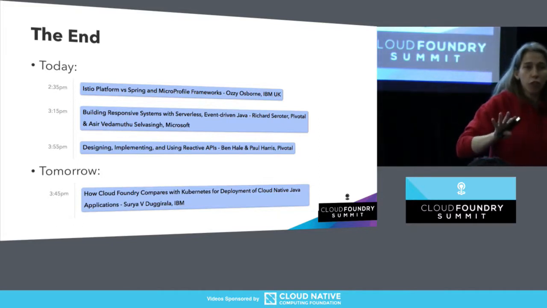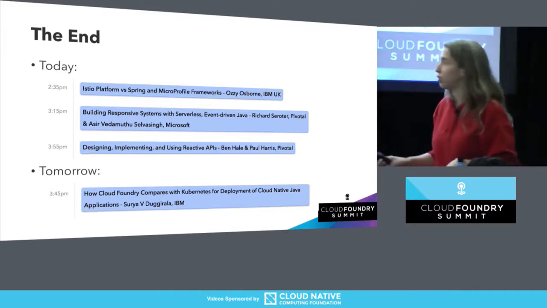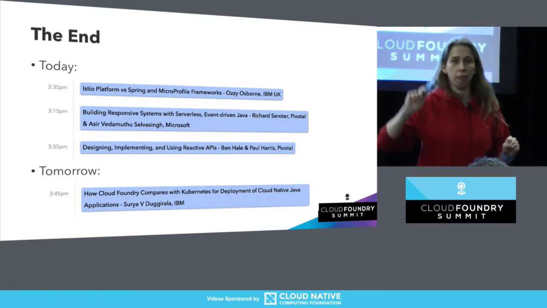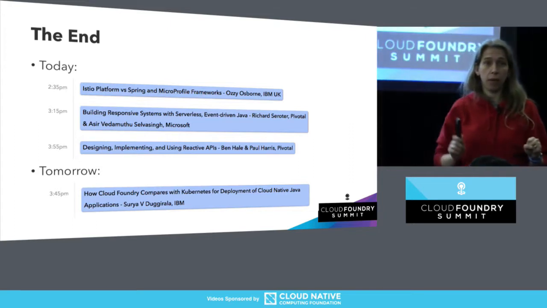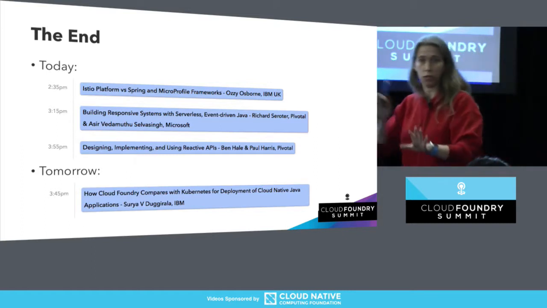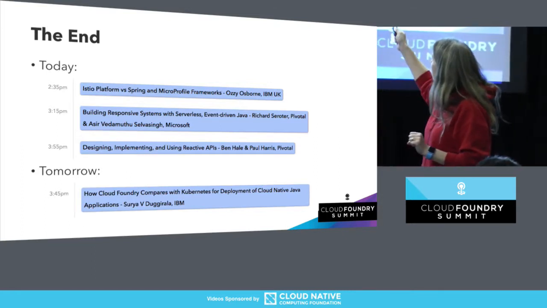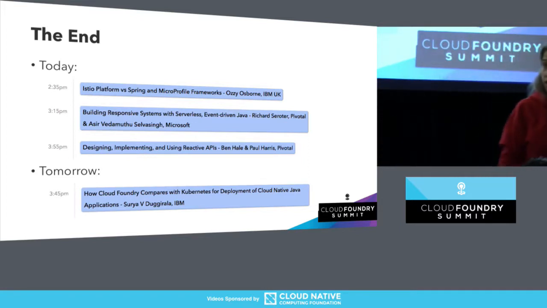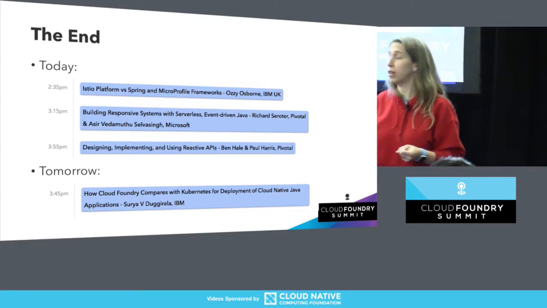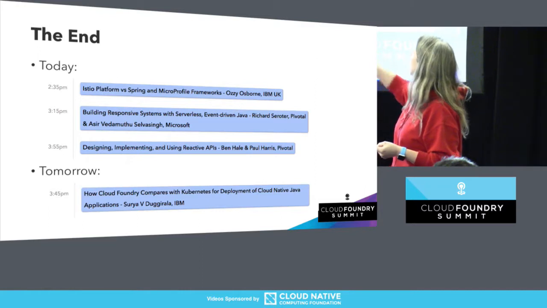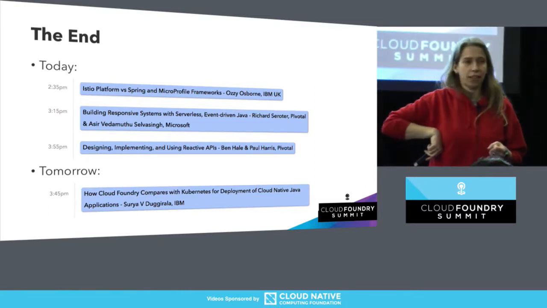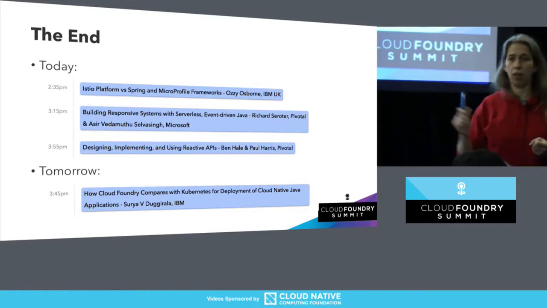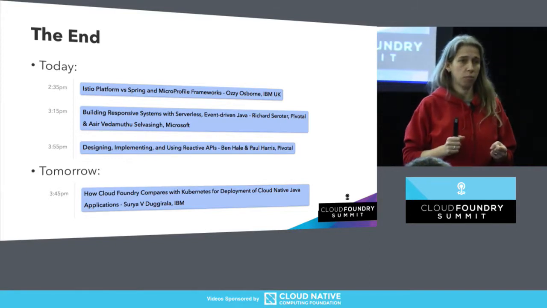That's fun. So just for this track, to get back to the intro track that I didn't really do very well, at two, we do have lunch, by the way. There is a lunch break. Right after the lunch break, Ozzy, he's the other half of my brain, which is scary, is going to talk about Istio and Spring and MicroProfile. So if you want to know a little more in detail about what I talked about with Istio, you can come to Ozzy's talk. Rick Schroeder is here, and he's going to talk about building responsive systems with serverless and event-driven Java, which is a whole other pile, right out of what I talked about. That should be a really good session if you're curious about what's going on with that. And then just after them, Ben Hale and Paul Harris are going to talk about reactive APIs, which is also just out of what I talked about. Tomorrow, we also have from Surya at IBM, my colleague, a talk about how Cloud Foundry compares with Kubernetes for deployment of cloud-native applications.